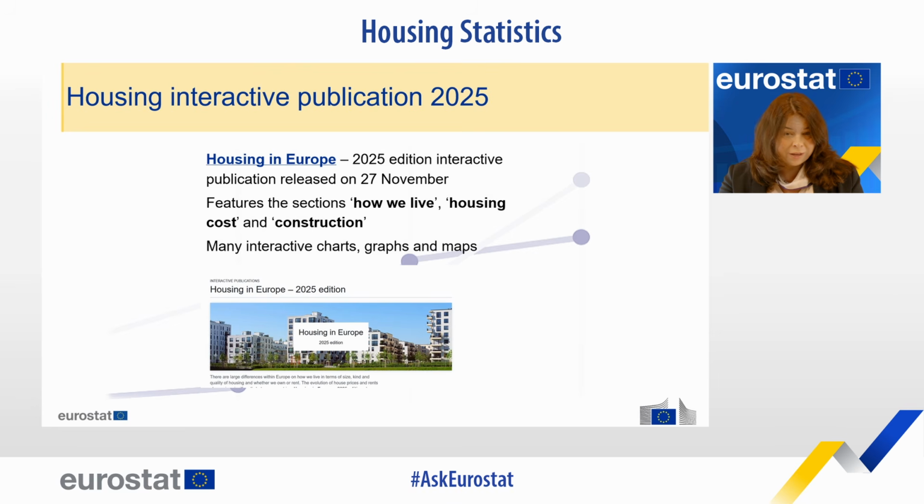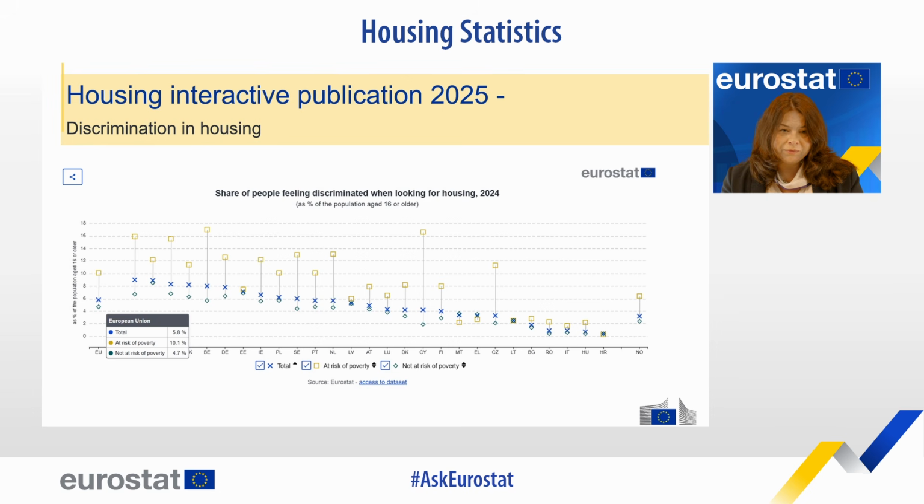Regarding the data content, for the first time we have data on discrimination in housing published by Eurostat and included in this publication. There we can find information about the share of people feeling discriminated against when looking for housing, and this is based on 2024 data. We can also see in this graph differences between people who are at risk of poverty, the total population, and people who are not at risk of poverty, which actually produce a big difference.